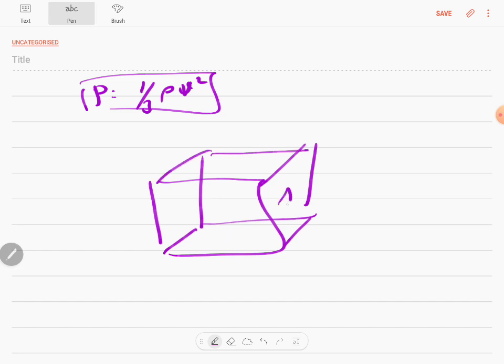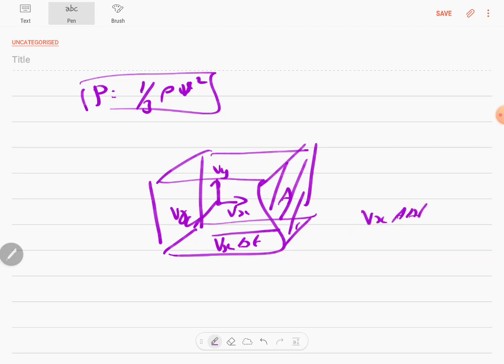It's made up of an area of cross section A. The vibrations are along the x axis, along the y direction, and along the z direction. Let's only consider the x direction. At an instant of time delta t, the distance moved by the molecule will be Vx into delta t. And considering A is the area of cross section, the volume of the gas will be Vx into A into delta t.